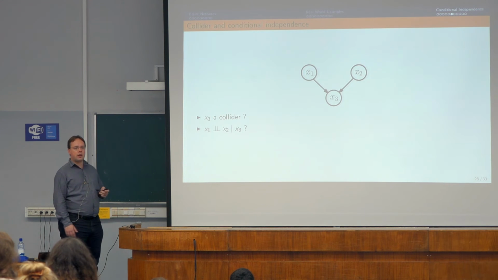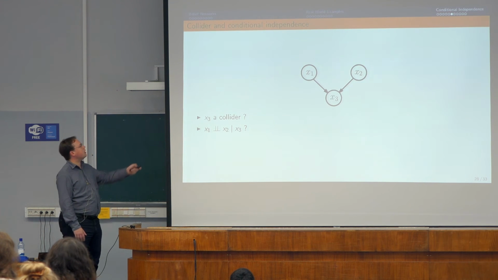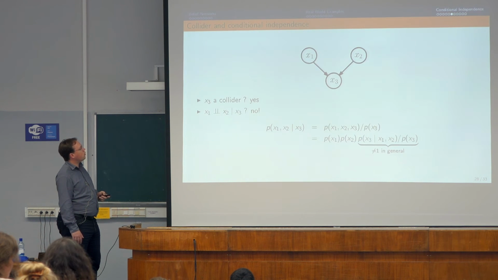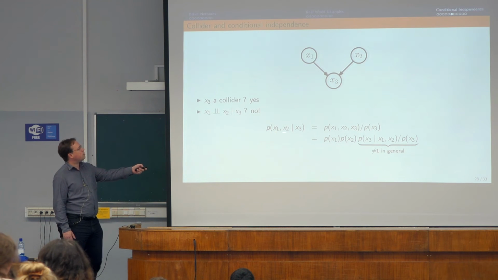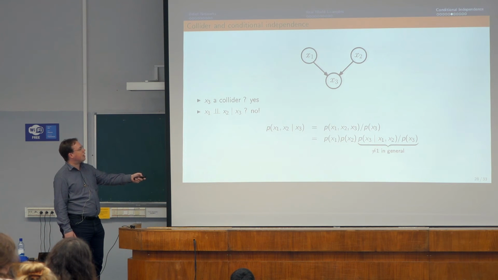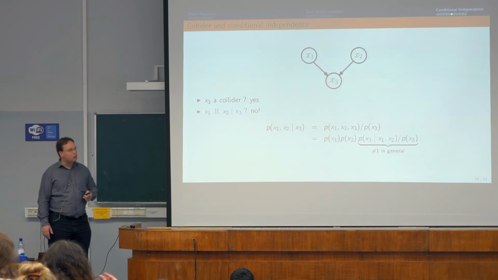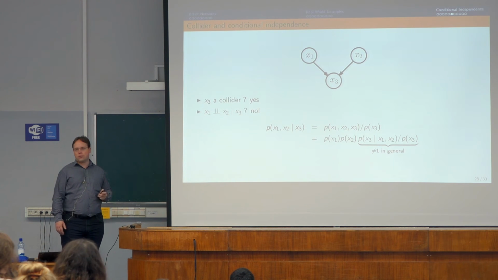This one, is X3 a collider? Yes, finally, we have 2 things pointing in. Are these independent? No, actually. So now if we try to do the same stuff, it doesn't cancel out. What we end up with is some conditional divided by the marginal of 3, and there's no reason why this would be 1. So we have not achieved independence.